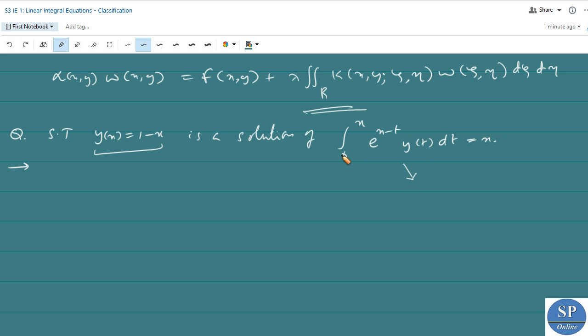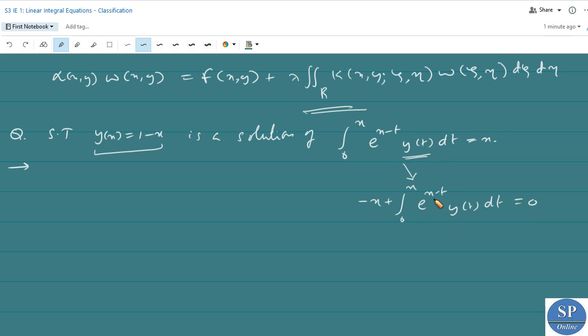Here we have an integral from 0 to x, so this is a Volterra integral equation. And from this we get that y, the unknown function, occurs only in the integral. So it is a Volterra integral equation of the first kind, because here alpha can be written as minus x plus integral from 0 to x of e to the power x minus t y of t dt equal to 0.